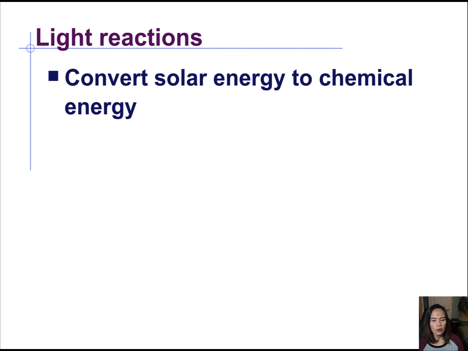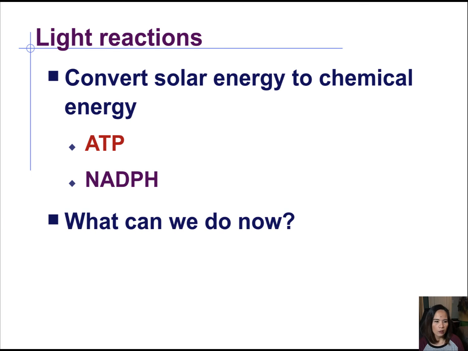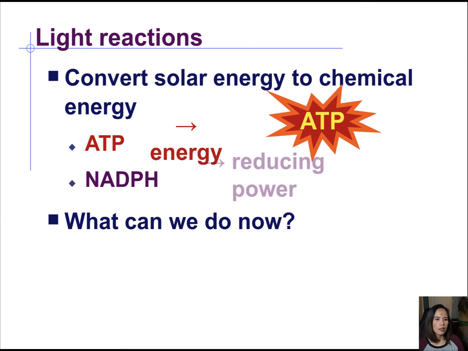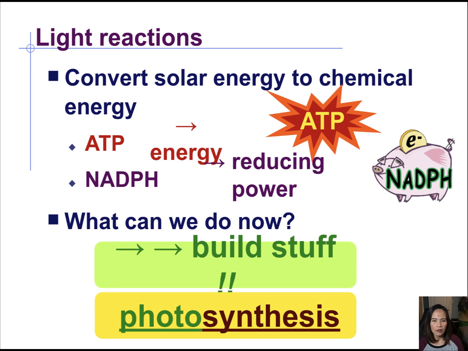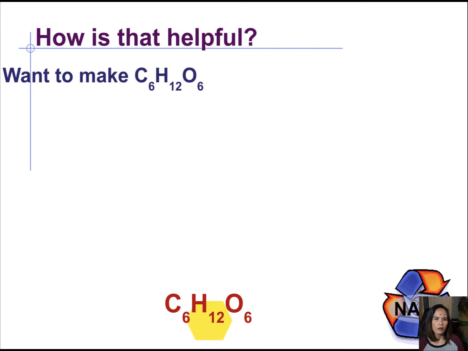And we also learned about light reaction, which converts solar energy to chemical energy in the form of ATP and NADPH. So what can we do now? Obviously, this ATP generated is needed to build stuff. And that is, of course, the process of photosynthesis. So how is that helpful?